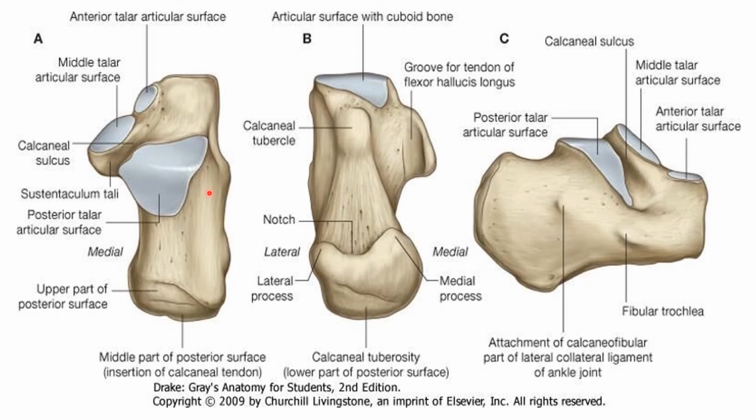This is the anterior surface, this is the posterior surface, then this is the lateral surface where you have the fibular trochlea, and this is the medial surface where you have the sustentaculum tali. Then you have the superior or dorsal surface where you have three facets for the talus, and the inferior surface where you have the calcaneal tuberosity.